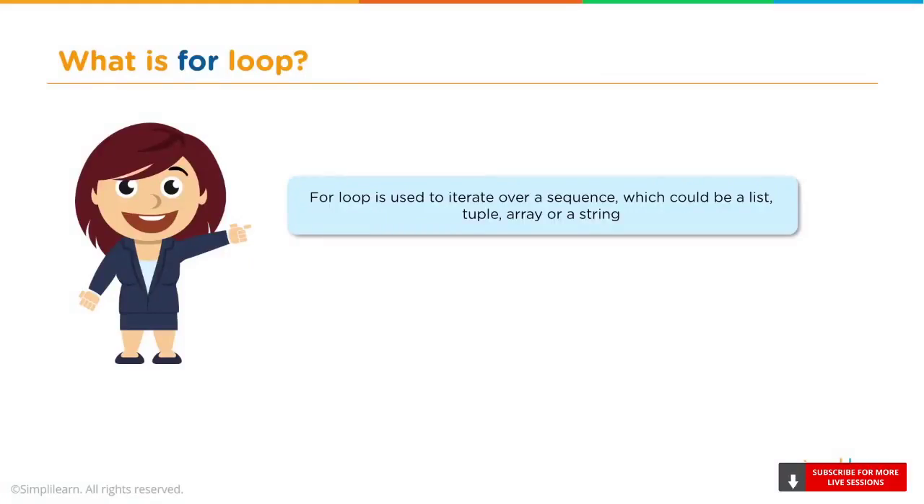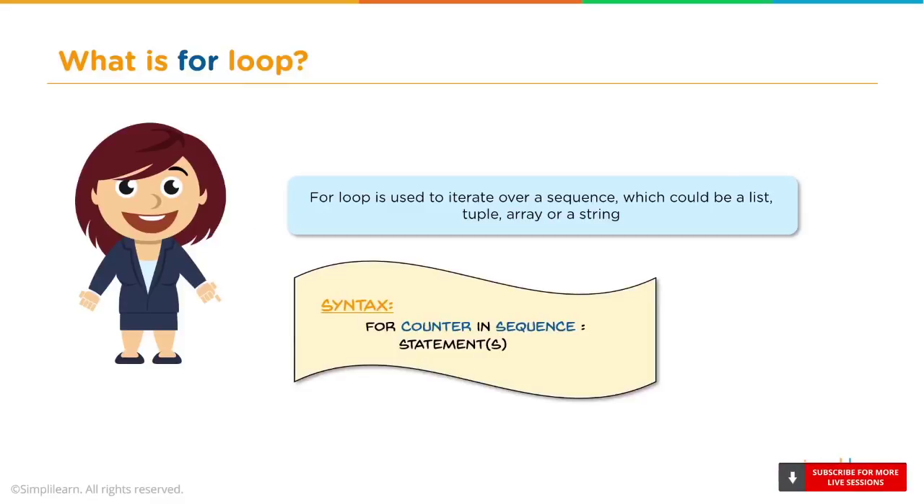So for loop is used to iterate over a sequence. Now this sequence could be a list, tuple, array, string, or even a range of numbers. So if you have multiple elements stored consecutively, for loop is exactly what you need to access each of those elements. Now here is the syntax for loop.